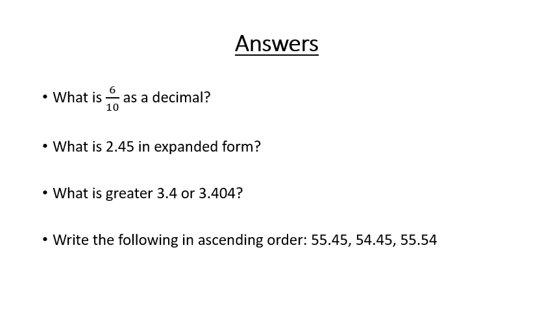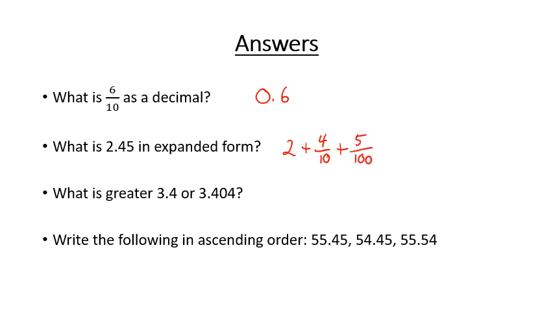First question says, what is 6/10 as a decimal? Well, in this fraction we have 0 units, or 0 whole numbers, but we actually have 6/10, and remember the first column is tenths, so our answer is 0.6. Our second question is, what is 2.45 in expanded form? Well, we're going to have 2 whole units plus 4/10, because 4 is our first digit after the decimal, and then we're going to have 5/100ths.